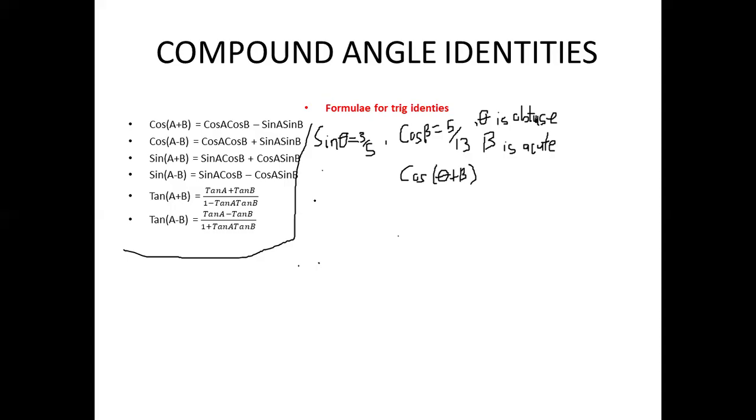Let's first expand our question since it is cos(theta plus beta). Then let's expand it by saying it is cos theta cos beta minus sin theta sin beta.